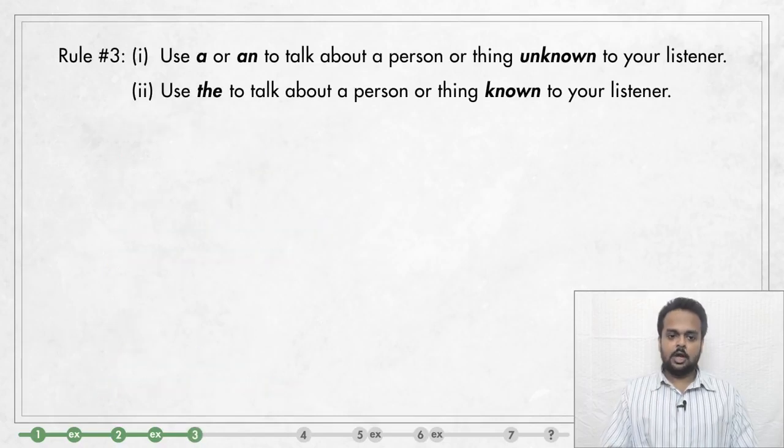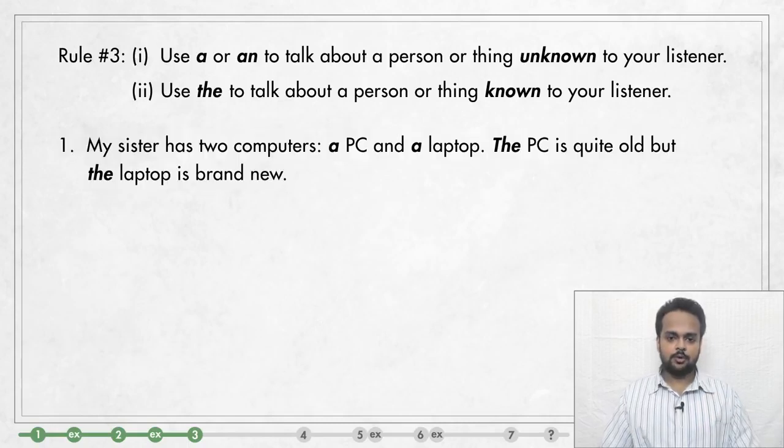Here's rule number 3. Use a or an to talk about a person or thing unknown to your listener, and use the to talk about a person or thing known to your listener. For example, my sister has 2 computers, a PC and a laptop. The PC is quite old, but the laptop is brand new.